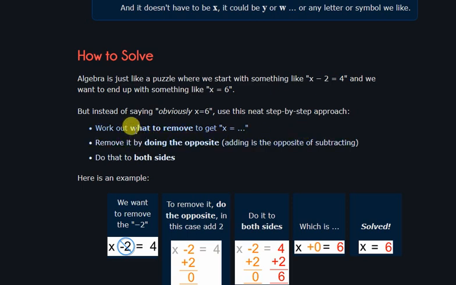1. Work out what to remove to get x equals. 2. Remove it by doing the opposite. Adding is the opposite of subtracting. 3. Do that to both sides. Here is an example.